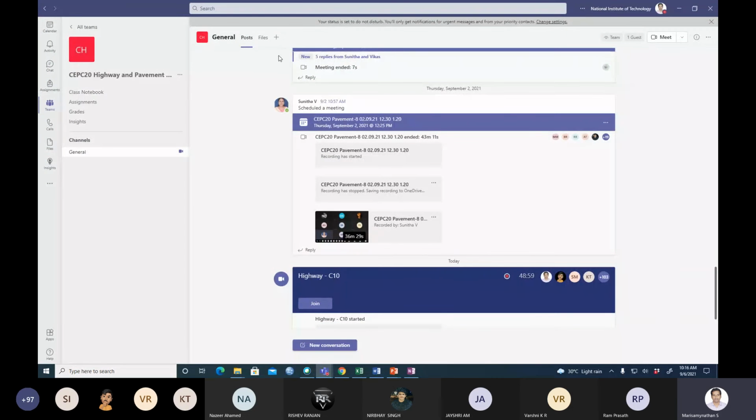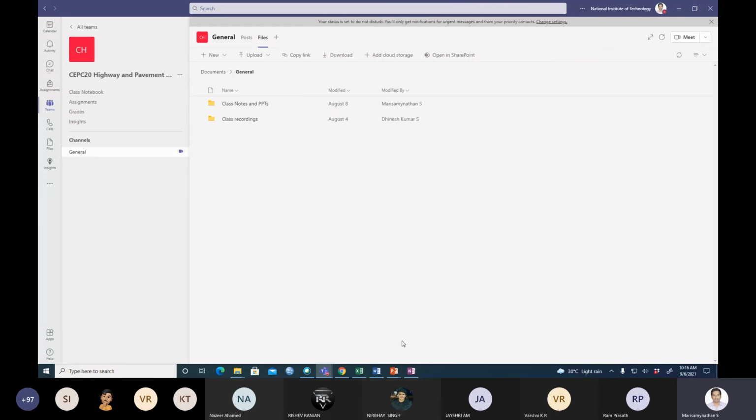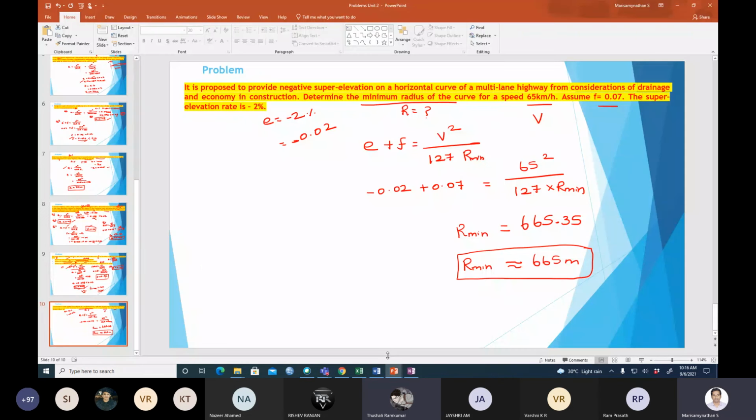Sir, I have a doubt. Yes, please. Sir, when should we consider that the speed we have to take is 75% of the design speed? Generally, in the problem, the F value is not given.